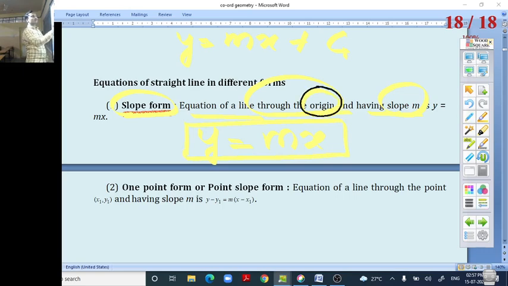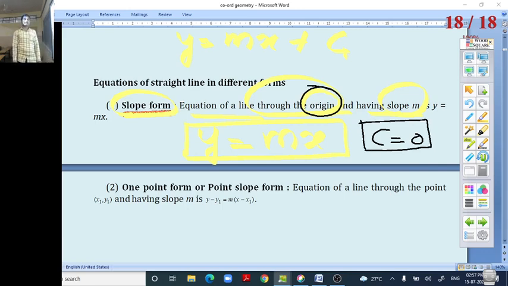because any line which is passing through the origin has constant 0. That is, c equals 0 is the mathematical condition with which any line passes through the origin. If any line does not contain the constant c, then definitely the line is passing through the origin.